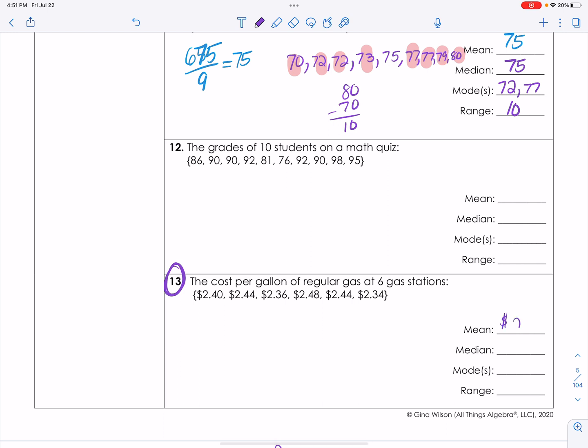The answer to this was $2.41. The answer to the median was $2.42. The mode was $2.44. And the range was 14 cents, 0.14. Okay, so please let me know if you have any questions on that.